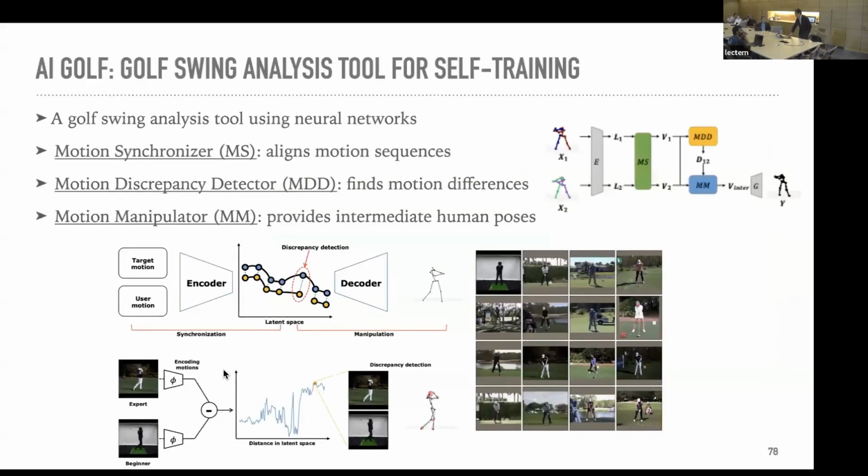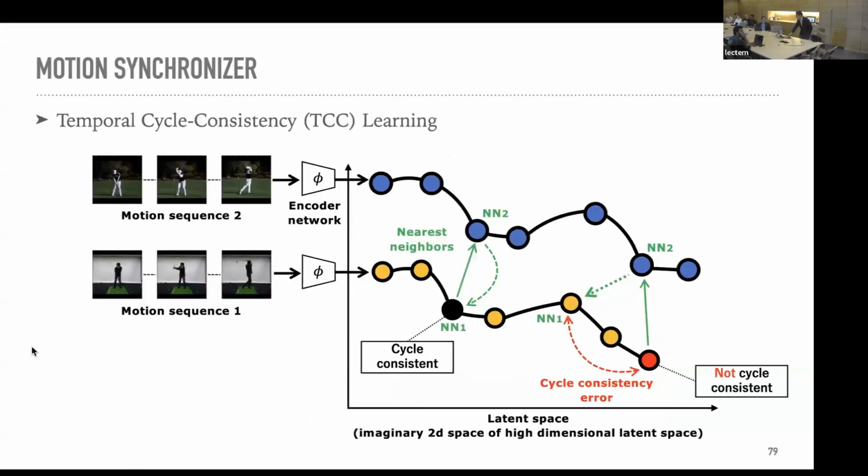Okay. And we're also using AI technologies to find which part of his swing is not good. So let me talk about it very briefly. So here are expert motions, and this is a novice motion. This is me. And one of the issues is the timing and speed of the swing is different in each player. So we have to first synchronize these two motions by using autoencoders.